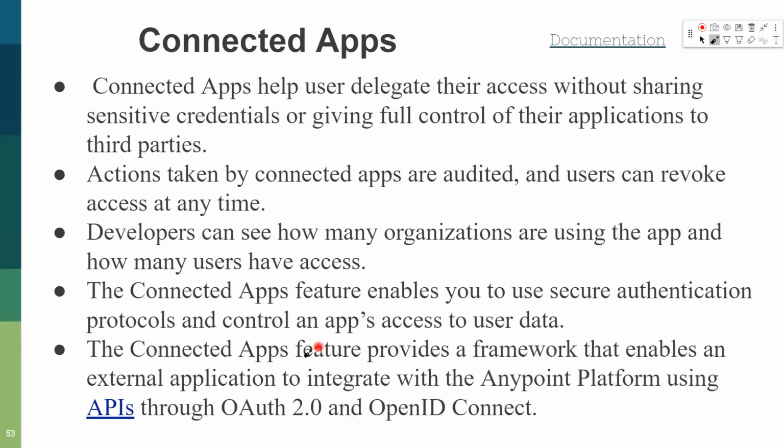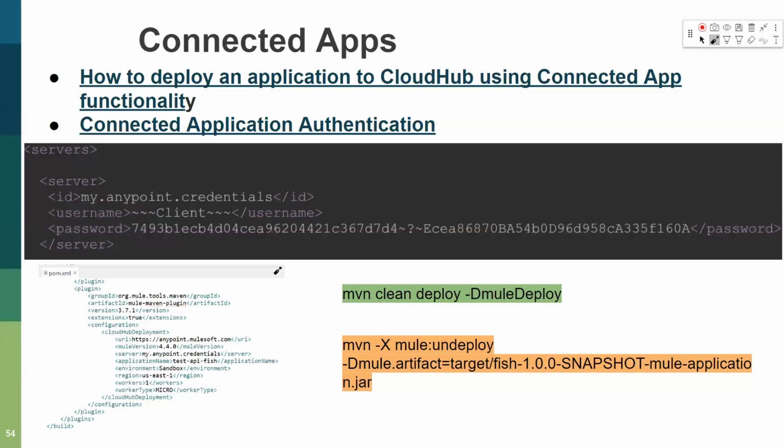We'll see this also in coming classes. So this is connected apps. And how do we do it? I have added a couple of links here that you can reference, and a couple of screenshots. From the connected apps, we get the client ID and client secret.